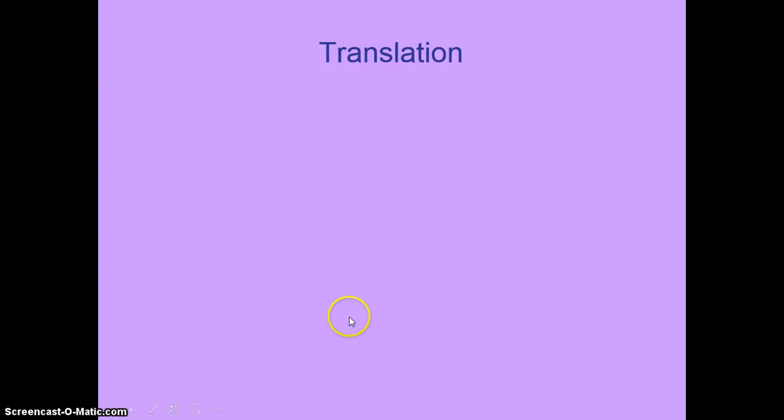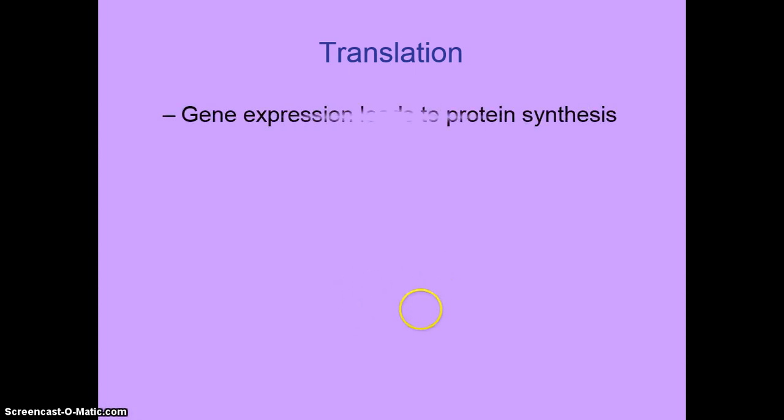In the previous two lectures, we've talked about replication of DNA and transcription of DNA. Today we're going to talk about taking what is transcribed from the DNA by the messenger RNA and translating it into a protein. Gene expression leads to making proteins, or protein synthesis.